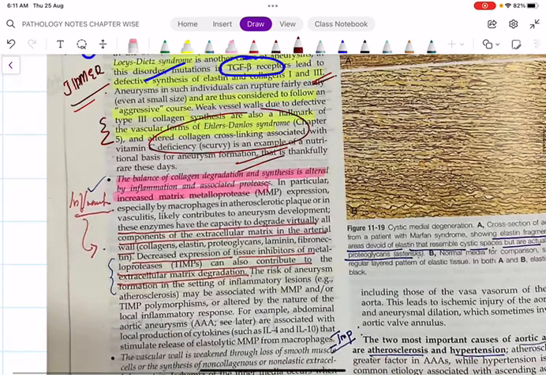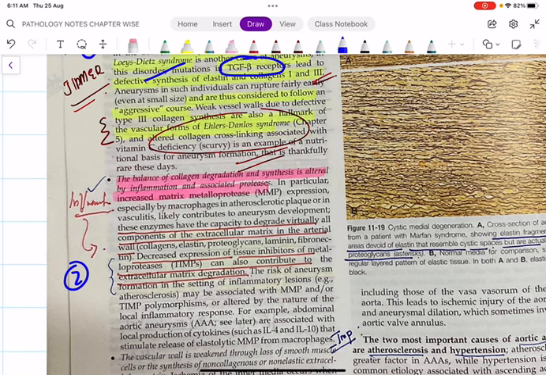Then the second factor is that the balance of collagen degradation and synthesis is altered. There is a very very important protease called matrix metalloproteinase that is responsible for degradation of collagen. Whenever there is increased expression of matrix metalloproteinase, what will happen? There will be more degradation of the collagen. That will lead to vessel wall weakening. That is the most important thing.